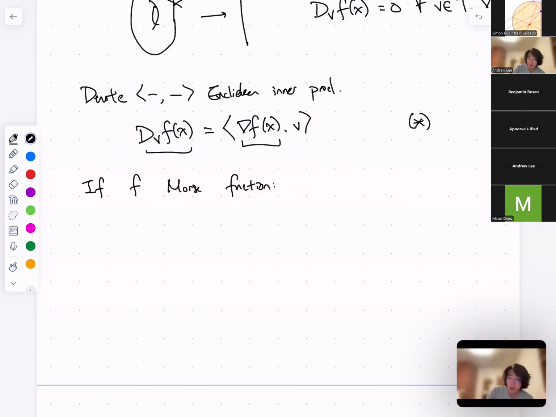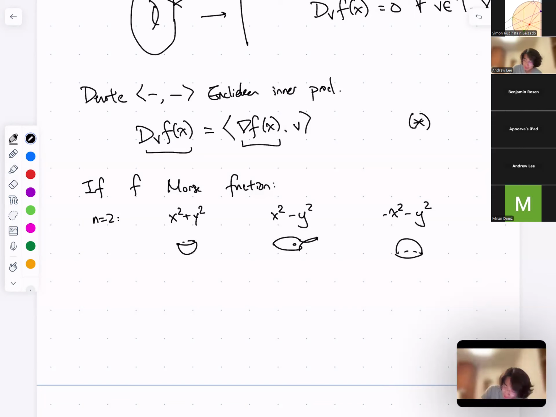And what I mean by that is, for each n, I have n possibilities. So I'm going to restrict to the case of n equals 2. The transitions have to look locally like either x squared plus y squared, x squared minus y squared, or negative x squared minus y squared. So in x squared plus y squared, I have this parabolic cap situation. In this situation, I have a saddle point. And in this situation, I have a cap.